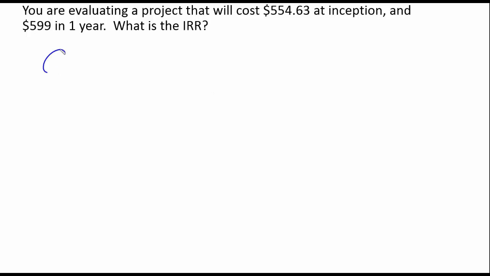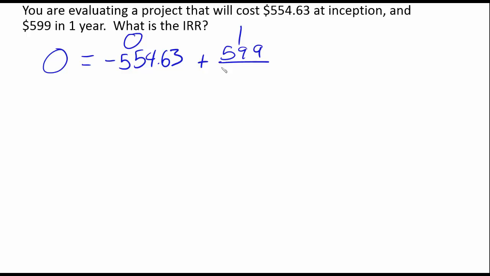We're basically setting our IRR, our net present value, equal to 0, and then we are estimating. So we have a positive cash flow at time 1, we have a negative cash flow at time 0. So it's going to be paying out $554.63, and then we are going to be adding onto it over here the positive cash flow of $599 divided by 1 plus IRR to the first power. And then we're solving for IRR.